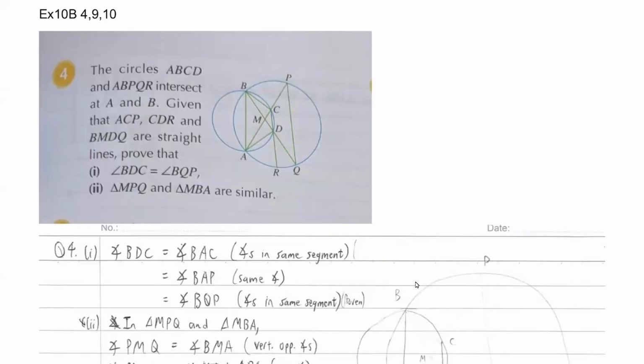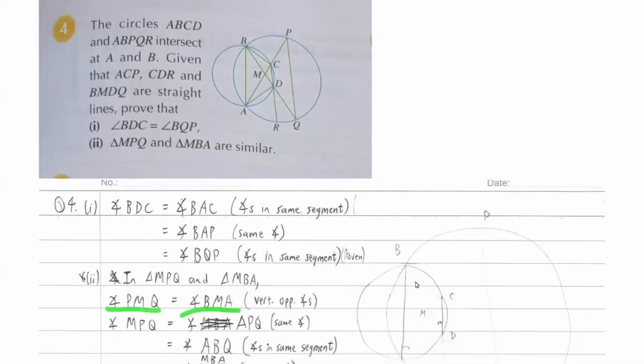Easy. Now part 2. Show that triangles NPQ and NBA are similar. So where is NPQ? It's over here. Then where is NBA? It's over there. Every time you see a ribbon shape like this, probably you need to use vertically opposite angles, which is this one and this one, the X. So that's exactly what I did here. The first one, angles PMQ and BMA are equal because of vertically opposite angles. Then that's the first angle.